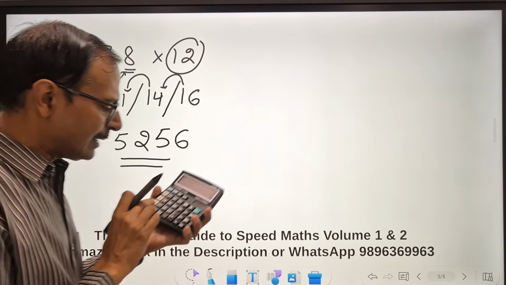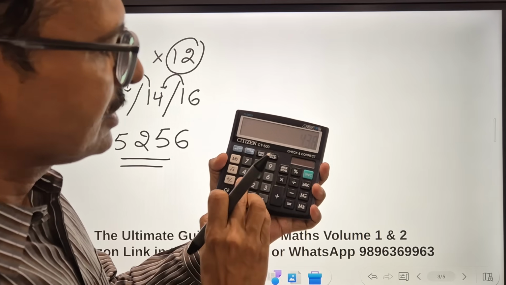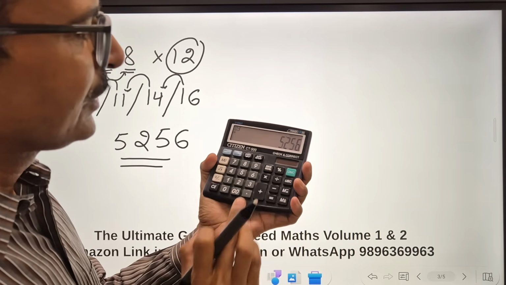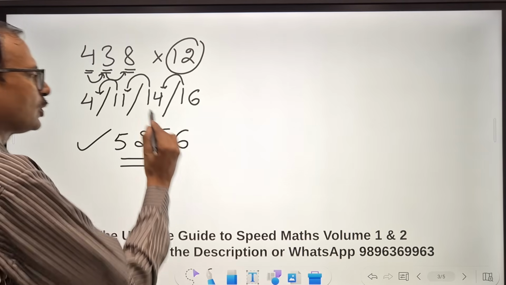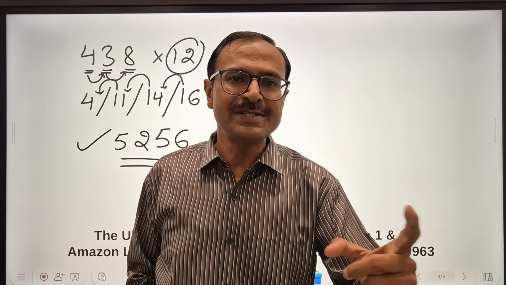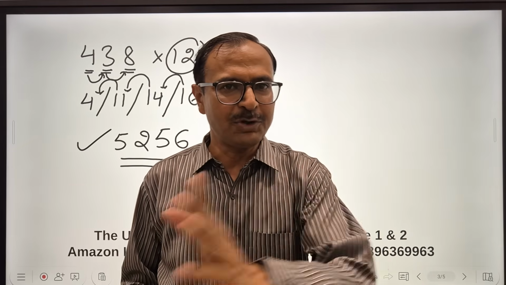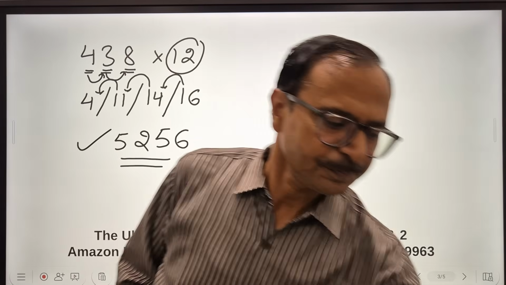So 438 times 12. Let's do 438 times 12. And there we go. The answer is 5256. And my answer is absolutely correct. Random numbers, and you will see when the multiplier is between 11 to 19 how wonderfully the trick will work. So let's take another question.